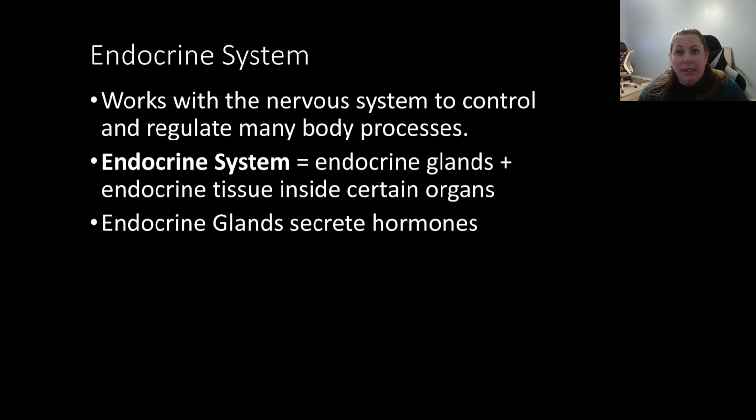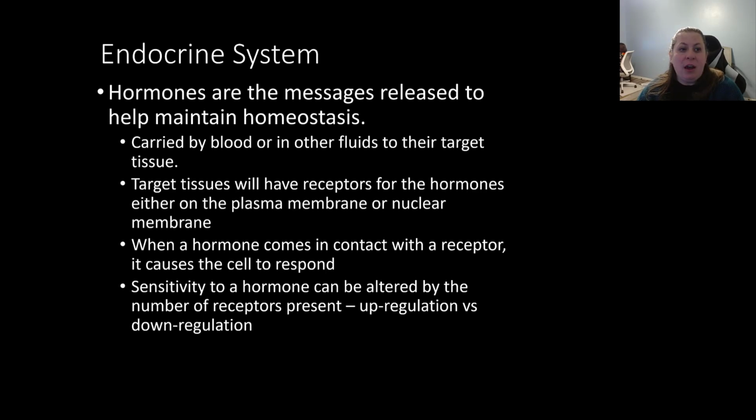Now they're going to be released from endocrine glands and endocrine tissue that's found within organs, and they're spread throughout the whole body. So they're not necessarily concentrated in one particular area. Now, hormones are the messages that are released to help maintain homeostasis. They are carried by the blood and other types of fluids to their target tissue.